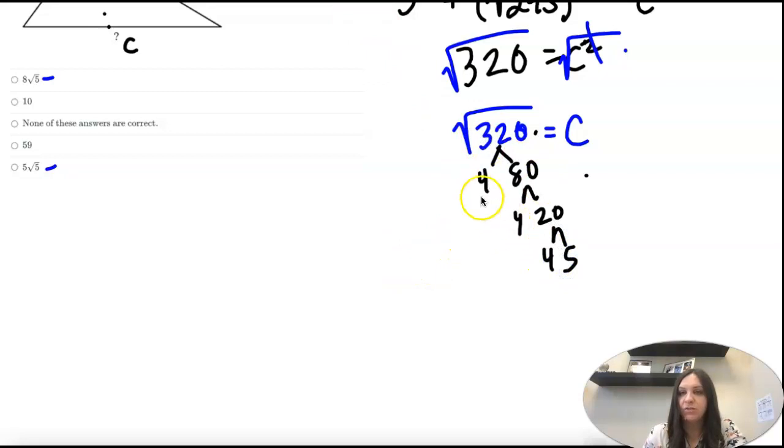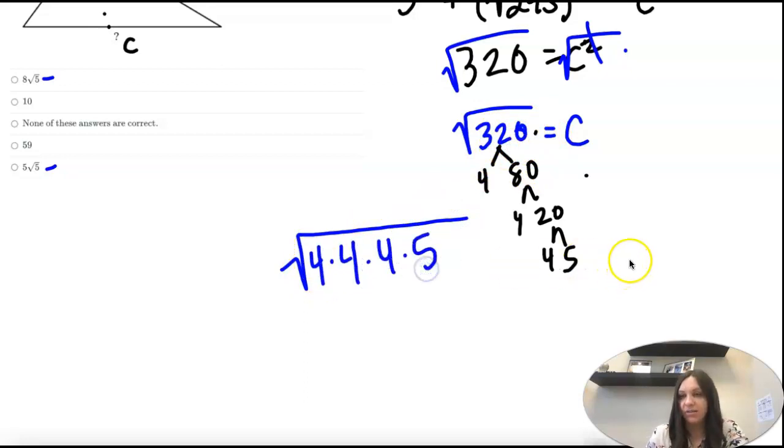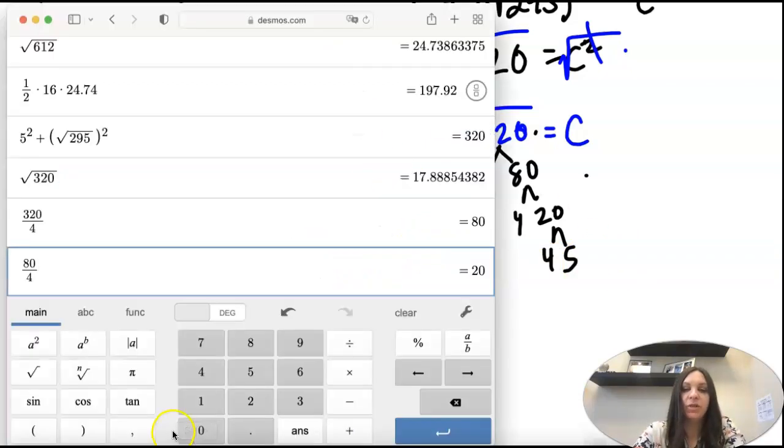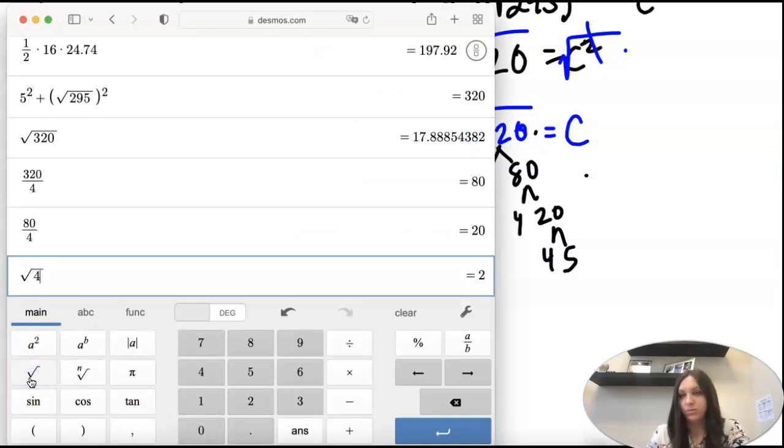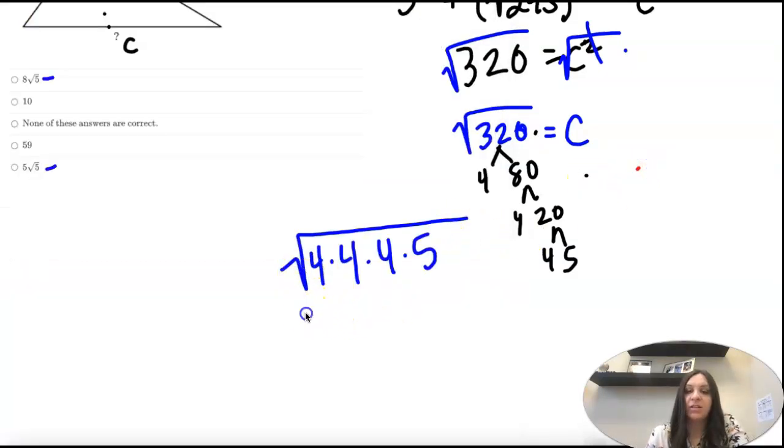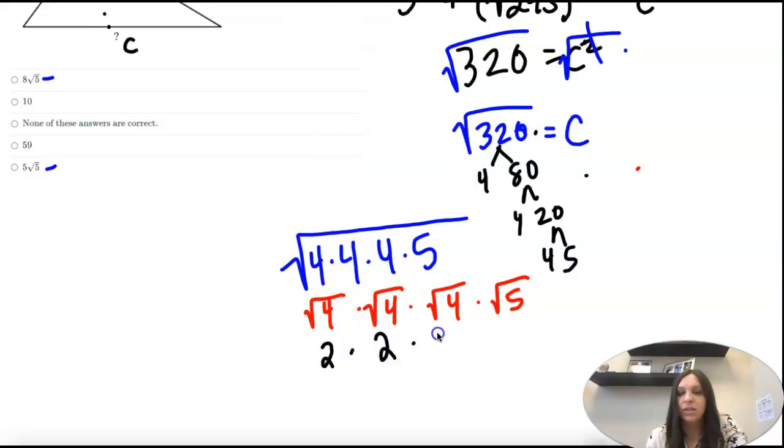Are you like, why is she choosing 4? I'm choosing 4 because I'm going to rewrite 320. 320 is really 4 times 4 times 5, right? I chose 4 because I know what the square root of 4 is. The square root of 4 is 2. So I can split this up into the square root of 4 times the square root of 4 times the square root of 4 times the square root of 5. And I know the square root of 4 is 2 times 2 times 2, but I don't know what the square root of 5 is, so I'm going to leave that. So 2 times 2 times 2 is 8, and then the square root of 5 has to stay.